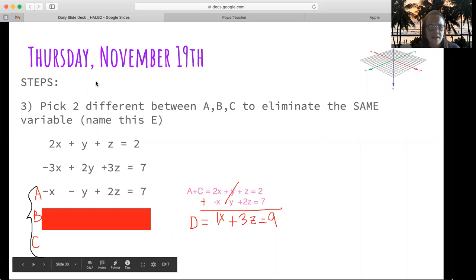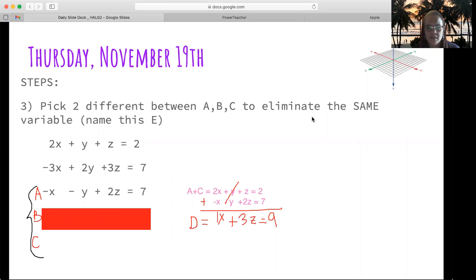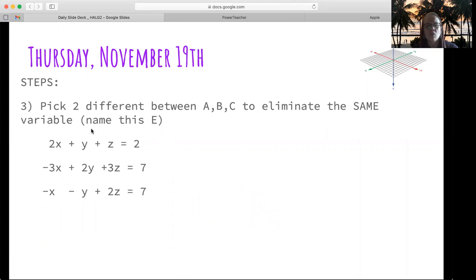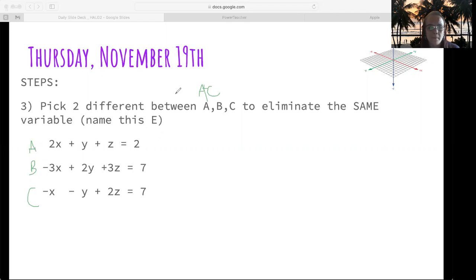Okay, so on the next step, we are going to now pick two different equations. So I'm going to relabel these back to A, B, and C. Now, in our last one, we picked A and C. So we already have A plus C. So we can't pick that again. Now we need to either pick a combination of A plus B or B plus C. So our choices are AB or BC. So let's just take a look at it.